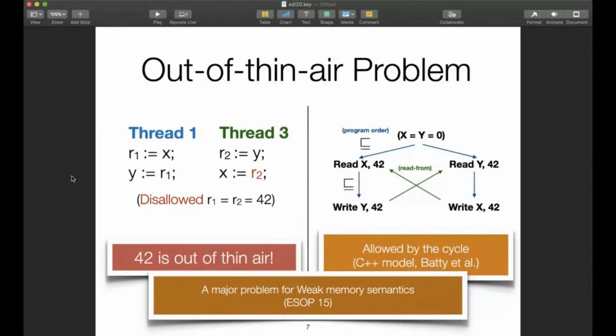The answer is no, this makes no sense. There's no concrete write of 42 in the program. We call this an out of thin air execution if we were to observe 42. And this should be forbidden by the processor vendors. It is forbidden by the processor vendors. It should be forbidden in the programming language.